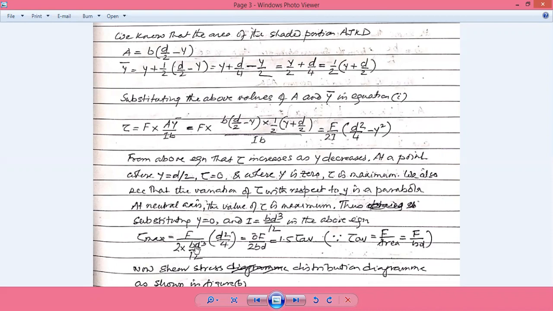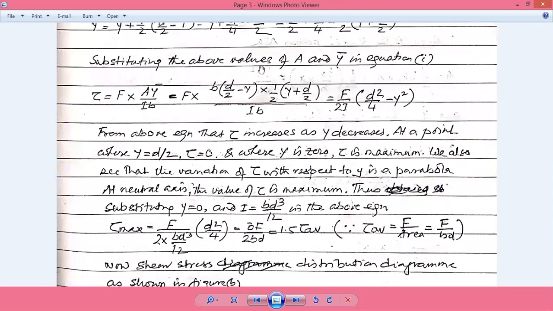You put the value of the moment of inertia about the neutral axis of the rectangular beam, bd cube divided by 12, and D square by 4, and after simplification it becomes 1.5 times tau average, that is 3 by 2 F by bd, where bd is the cross-section area and F by bd is the average shear stress across the section itself.